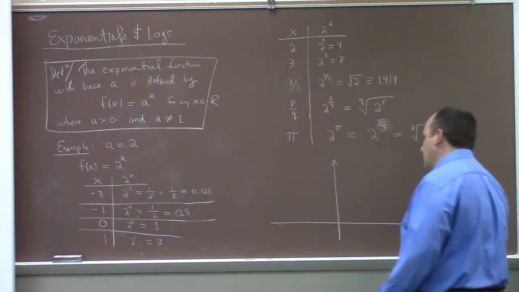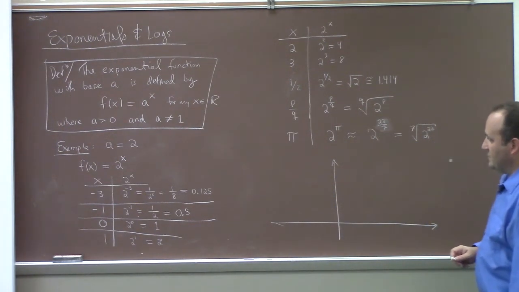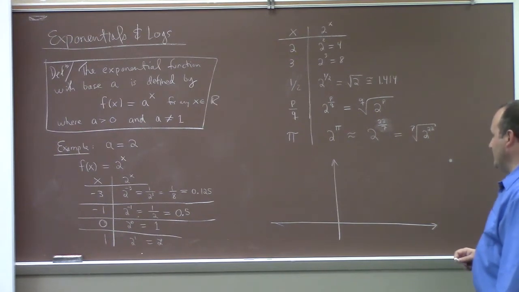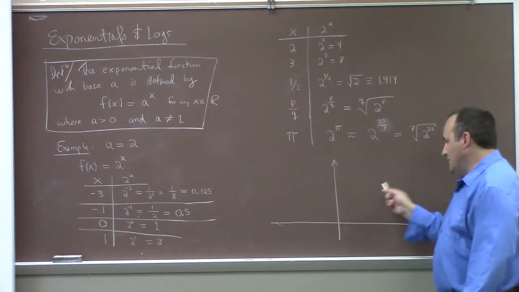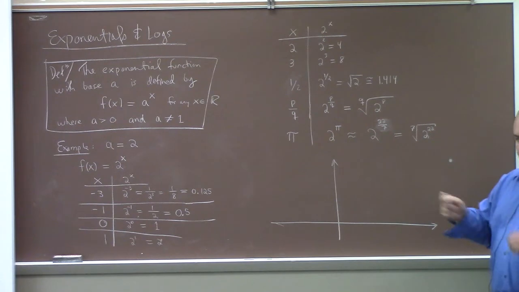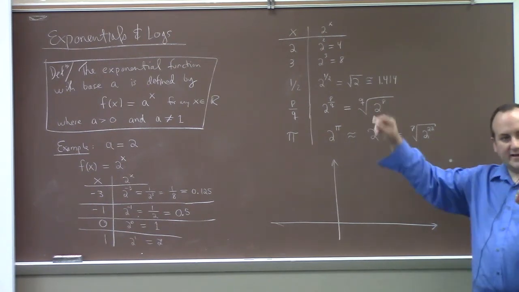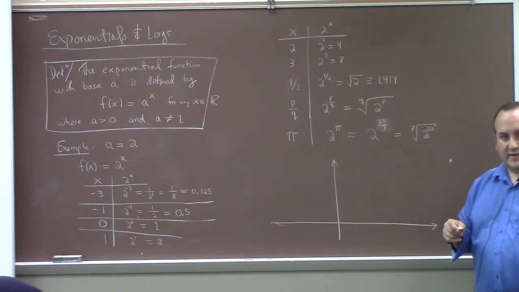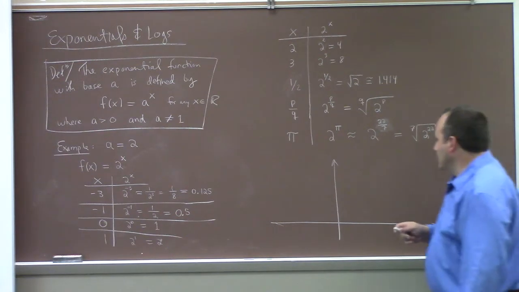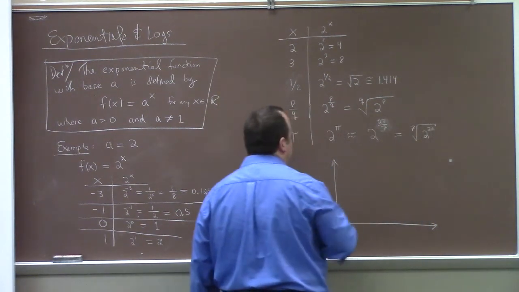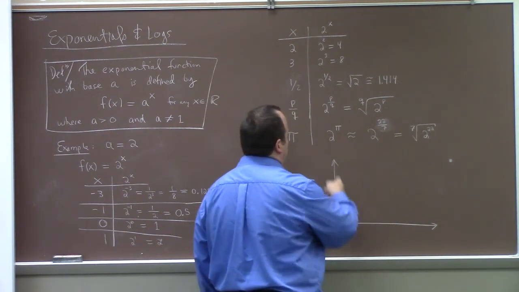But what's more interesting, of course, is to graph 2 to the x. In other words, you could imagine plotting the values of 2 to the x using the rational inputs and then just connect the dots, and that would be everything else. 22/7 is somewhere; what is this equal to? 2 to the pi.